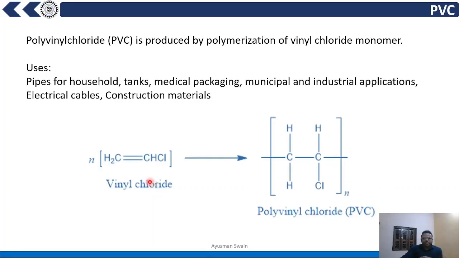Another polymer you see is polyvinyl chloride. The monomer unit is vinyl chloride, CH2=CHCl. And this PVC you also use in your daily life, and all of you are aware of this. Pipes for household, tanks, medical packaging, municipal and industrial applications are there. Electrical cables. So these materials are made up of PVC.